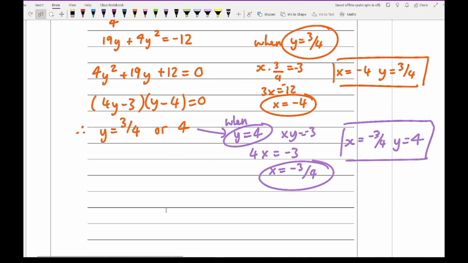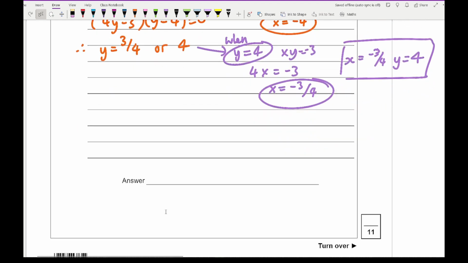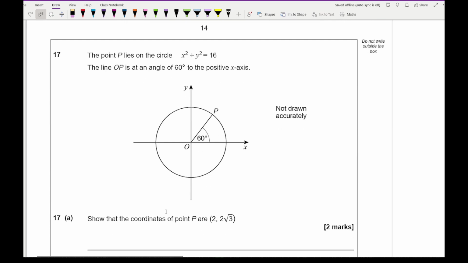Moving on to our next question. We've got the point P lies on the circle of x squared plus y squared equals 16. The line OP is at an angle of 60 degrees to the positive x-axis. Show that the coordinates of P are 2 and 2 root 3.